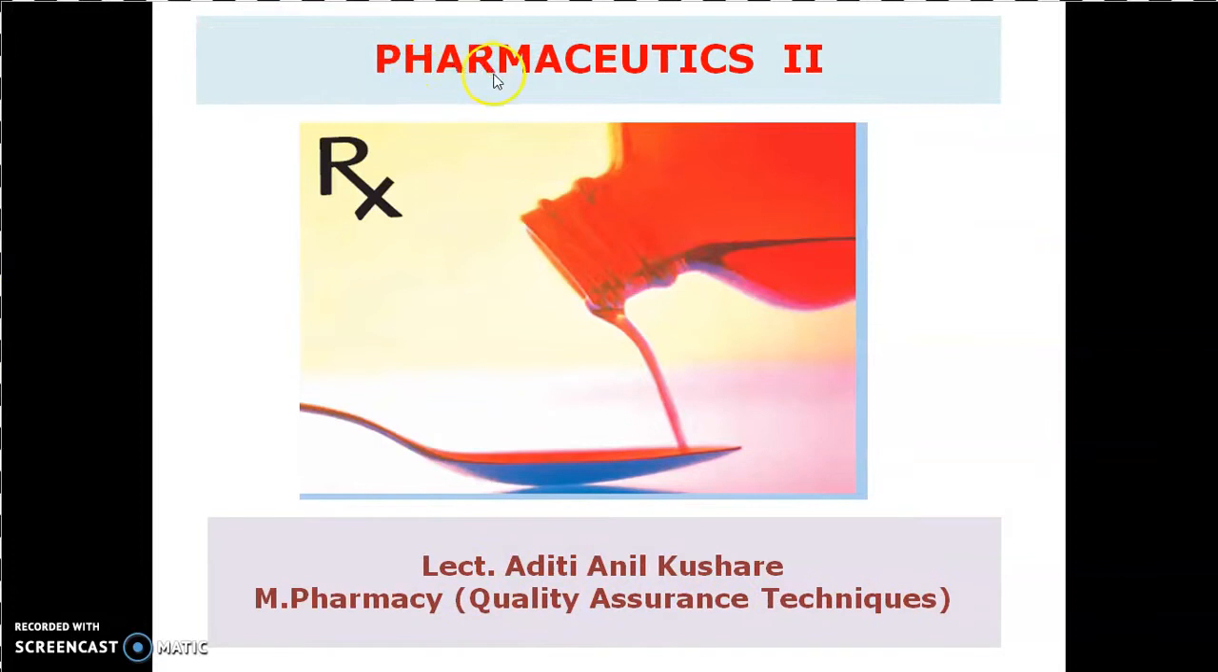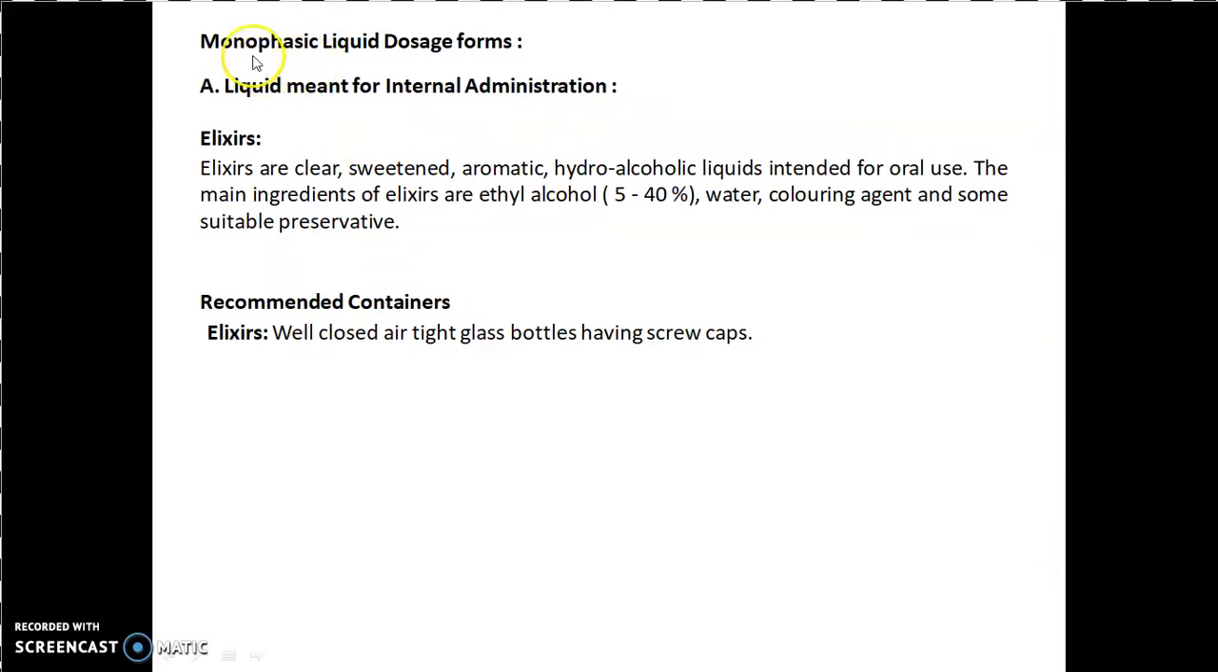Today we are going to discuss the experiments from Pharmaceutics 2. First of all, let's discuss monophasic liquid dosage forms. In that, liquid meant for internal administration: elixir. Elixirs are clear, sweetened, aromatic hydroalcoholic liquids intended for oral use. The main ingredients of elixirs are ethyl alcohol, which is 5 to 40%, water, coloring agent, and some suitable preservative. Recommended containers for elixir are well-closed, airtight glass bottles having screw caps.